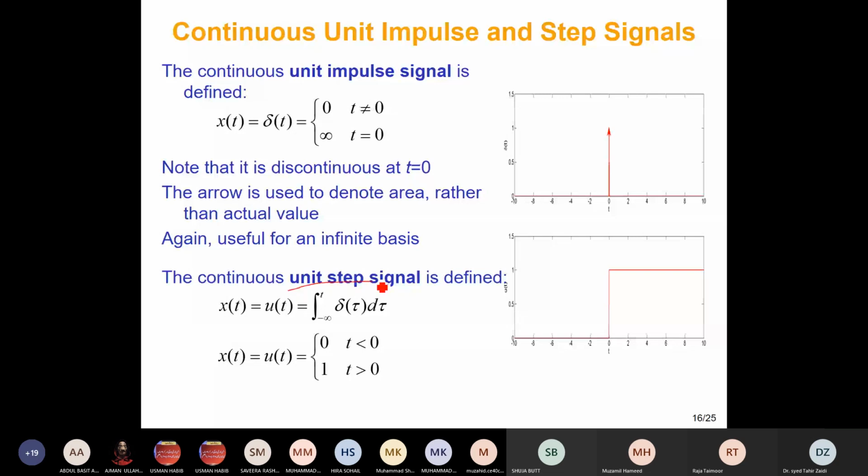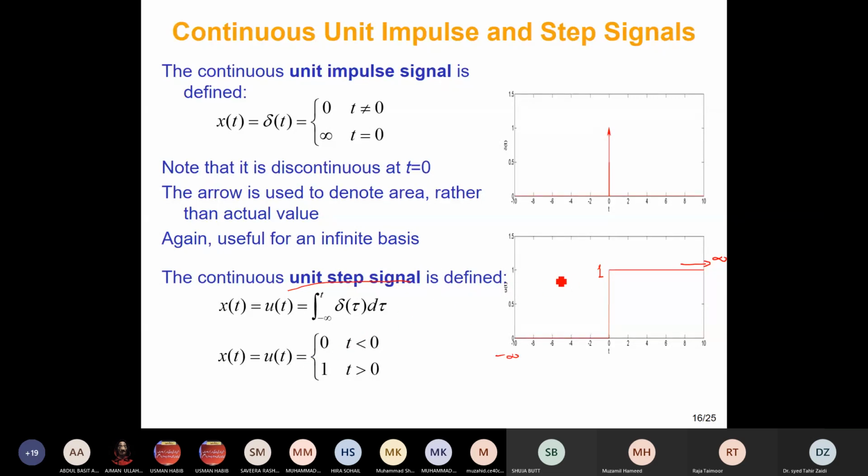A unit step signal is zero throughout, from minus infinity all the way to t equal to zero. At t equal to zero, it becomes equal to one, and then all the way to infinity, it remains equal to one. That's a unit step signal. It just steps to value one and then remains there. So this is your unit step, and this is how we define it.